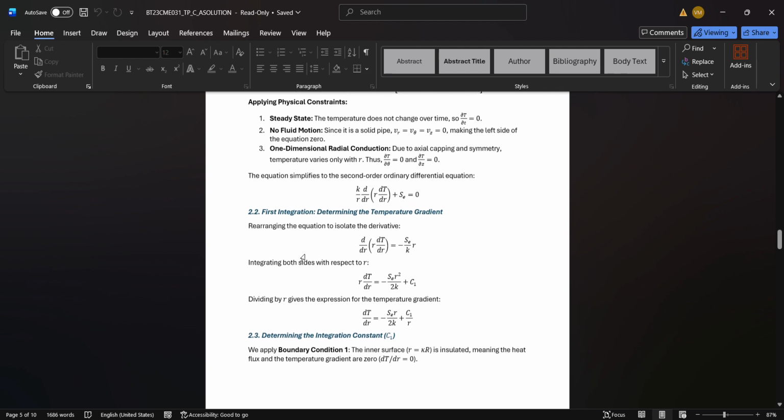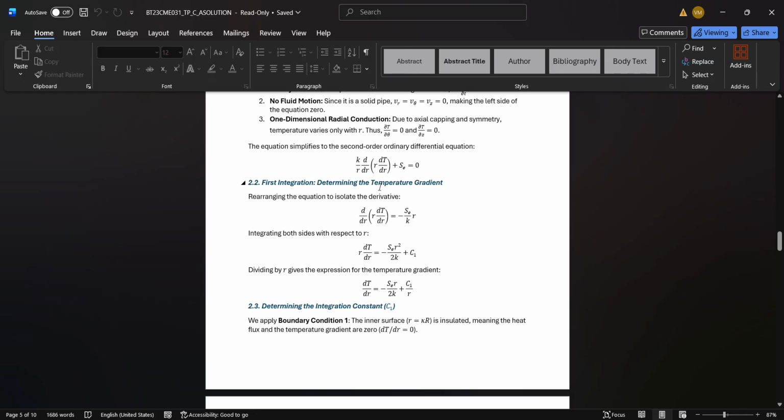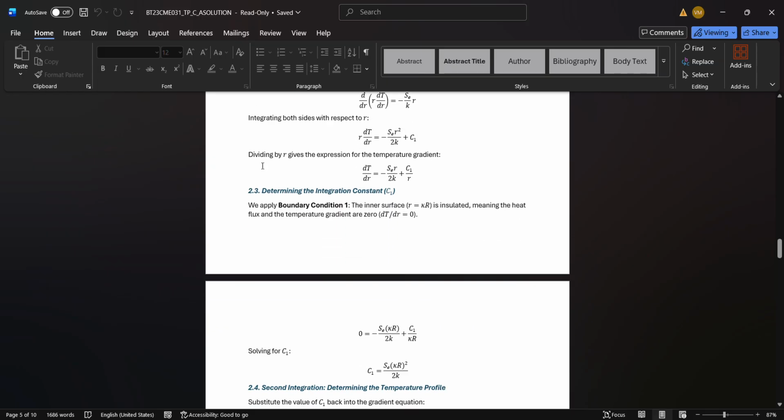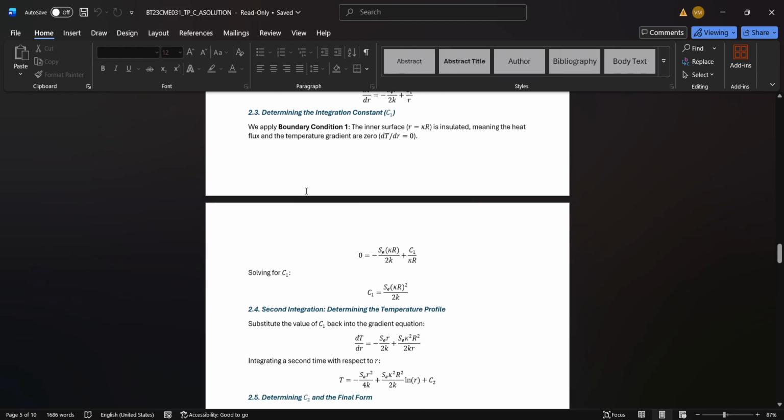Then integrating this equation, we got the temperature gradient, that's this. Integrating both sides with respect to r, we got this dT by dr and a constant C1. Dividing by r, we got the differential equation of temperature with respect to r.